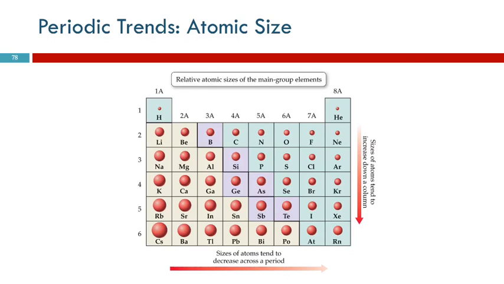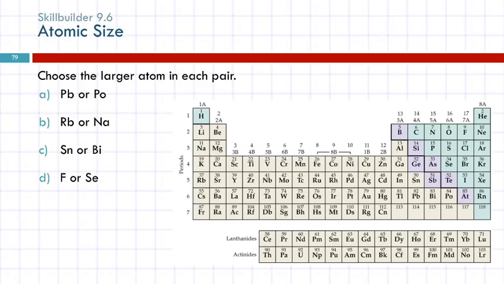You're going to need to be able to predict, based on looking at the periodic table, which of a pair of elements has the larger atoms. So we'll do a little practice here. So choose the larger atom in each pair, lead or polonium. Well, we have to find them. So here's polonium, and here's lead. They're in the same period, in the same row. The trend is, as you go across, the atoms get smaller. So which is bigger, Pb or Po? Pb is bigger. So lead is bigger.